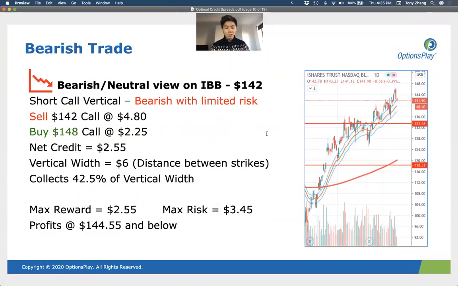Because now that you have a $2.55 credit, your buffer is also expanded from about $2.15 in the previous example to now $2.55. So even if IBB moves higher, you now have a larger buffer before you lose money on this trade than before, because you've increased your income by that extra 30, 40 cents on this particular trade. So if IBB stays sideways, you make money. If IBB moves lower, you make money. And if IBB moves a little bit higher, you'll still make money. The only time you lose money is if IBB makes a big move to the upside.